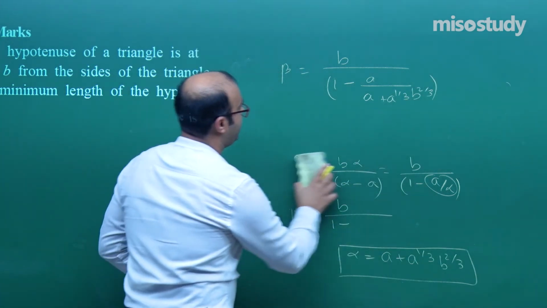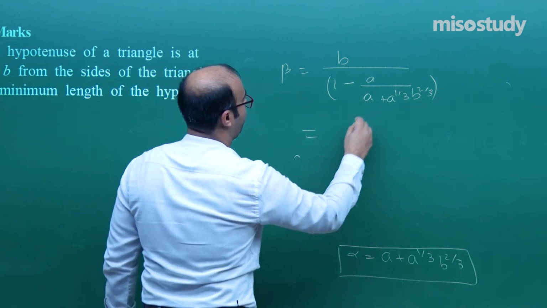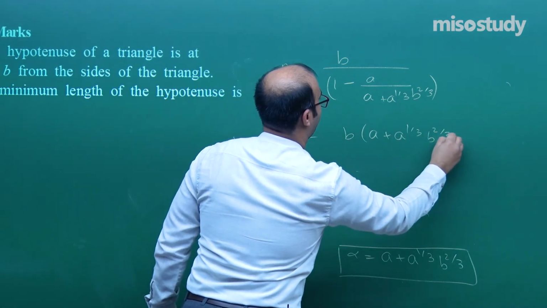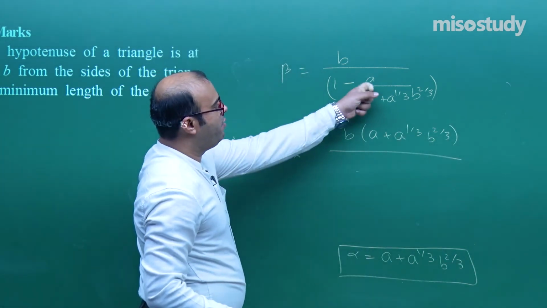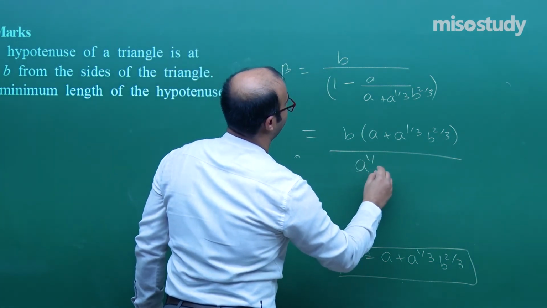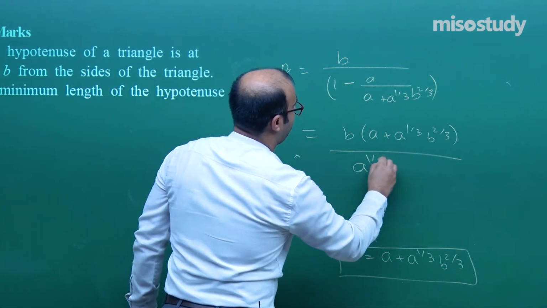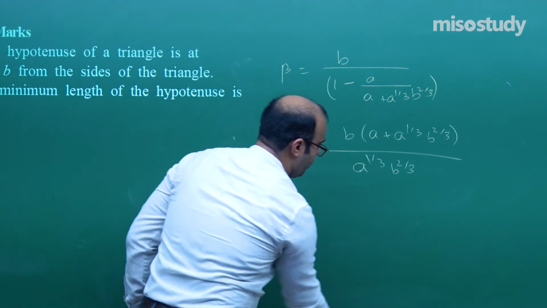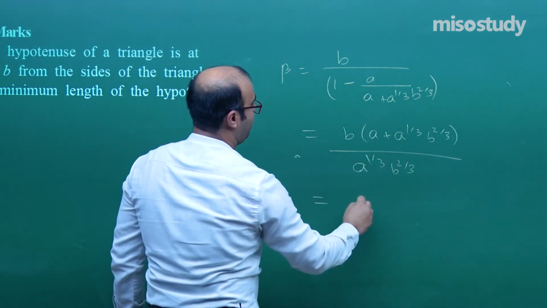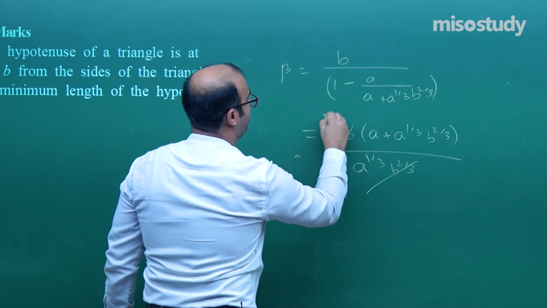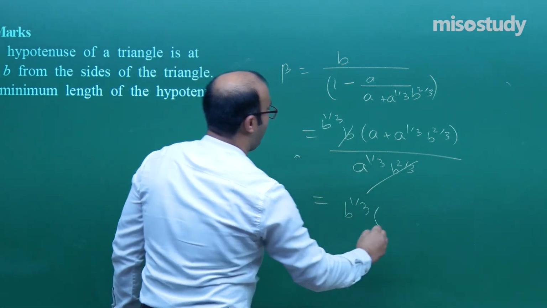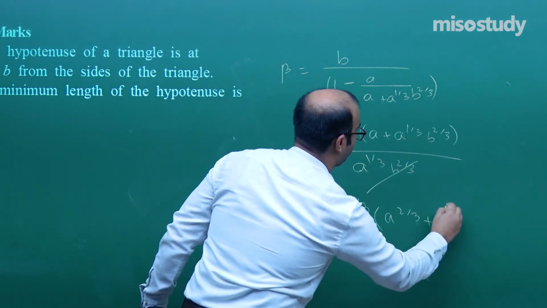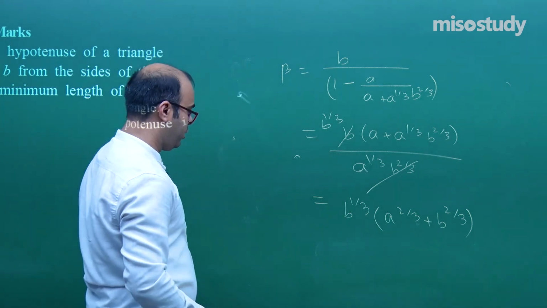So what will happen to this beta? When you calculate it, you will find this goes upside, a plus a to the power 1 by 3, b to the power 2 by 3, divided by, you will take LCM, a will cancel, a to the power 1 by 3 into b to the power 2 by 3. Next what we will do? We will divide by this term. So when you divide by this term, this b to the power 2 by 3 and b will become b to the power 1 by 3 here. And this a when we divide, a to the power 2 by 3, and here we divide plus b to the power 2 by 3. So this is what we are getting here.